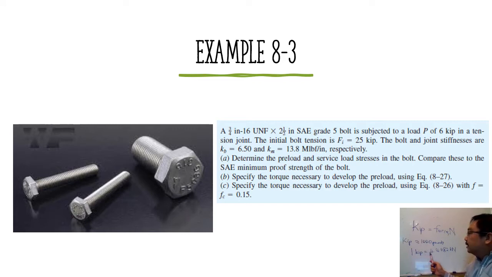The 1 kip equals 4.4482 kilonewton, more or less, so you can convert to newton. 1 kip equals 4,482 newton.